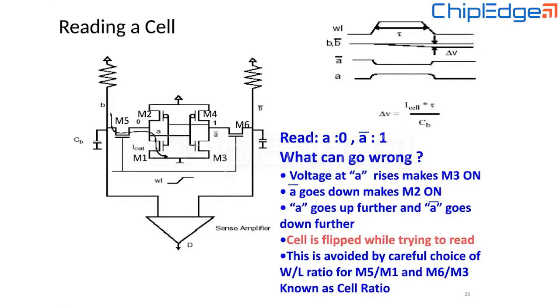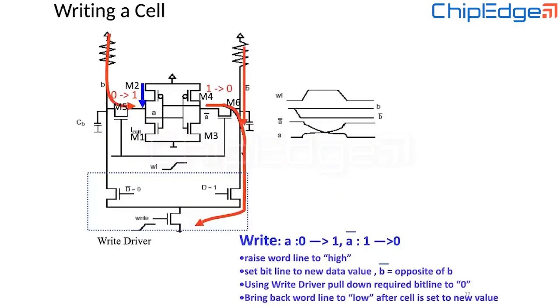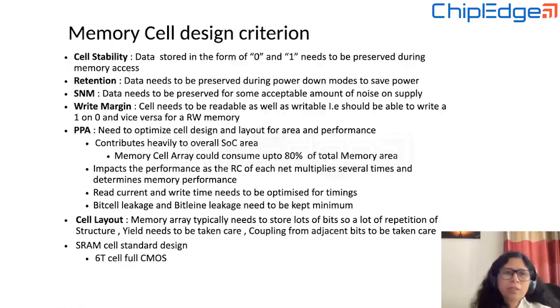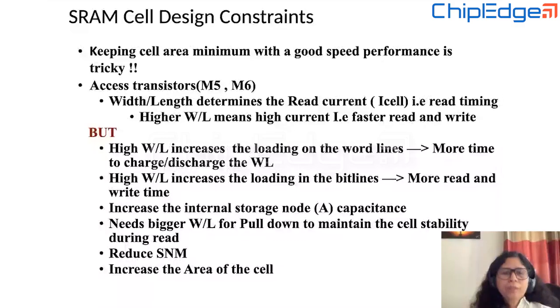We don't want bit bar to discharge. But if there is a lot of leakage in M6, and as we have seen in the previous slides, every bit line has many, many bit cells connected to it. So there will be, let's say, 1,000 M6 transistors coming from 1,000 cells connected to one bit bar. And if the M6 is a leaky transistor, the bit bar will also start to go down just because of leakage. And again, my sense amplifier will get confused. So these are the things which determine the cell design.